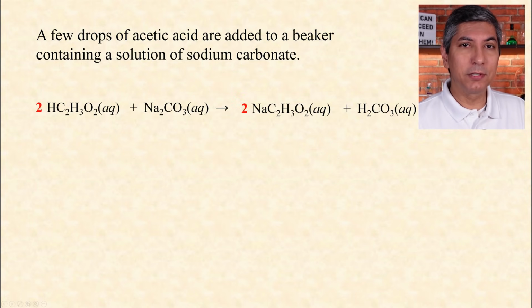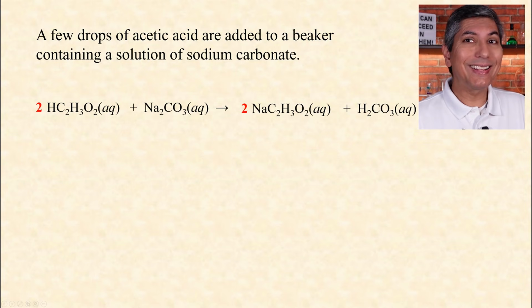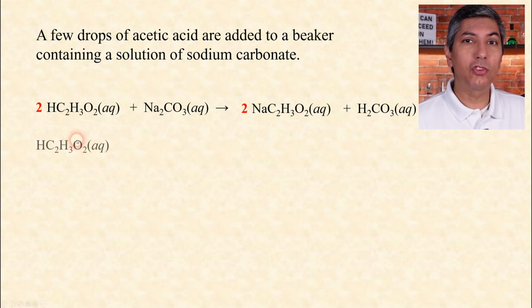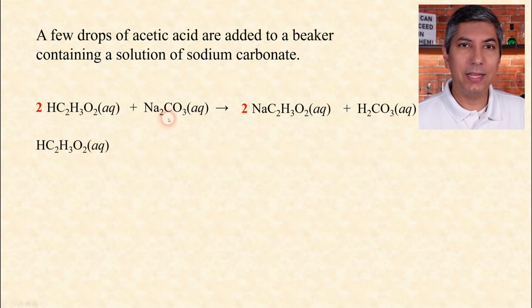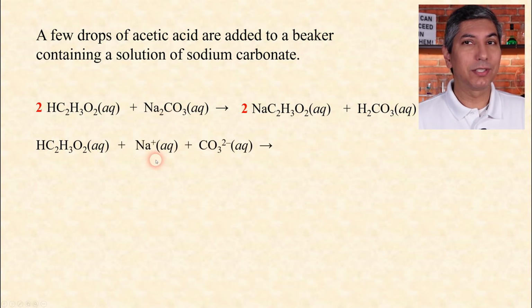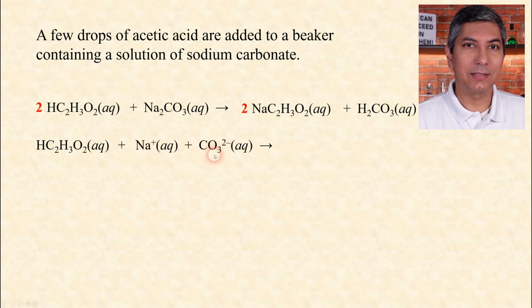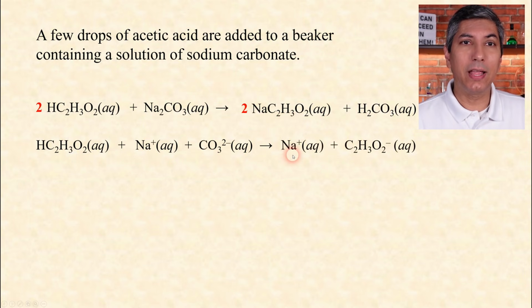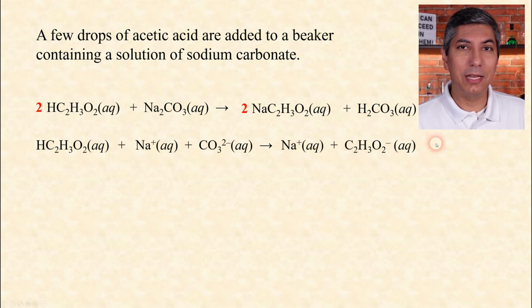Then we can write substances in the form of ions when they exist as ions. Acetic acid is a weak acid, so it retains its original formula. Sodium carbonate is a soluble ionic compound, so we write it dissociated into ions, sodium ions and carbonate ions. On the product side, sodium acetate is also a soluble ionic compound, so it's written in its dissociated ion form as well, sodium ions and acetate ions. Carbonic acid is a weak acid, so it's not dissociated. Once again, we maintain our balanced equation.